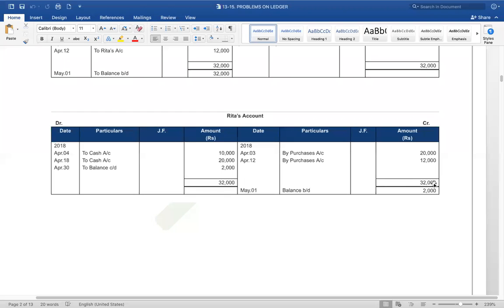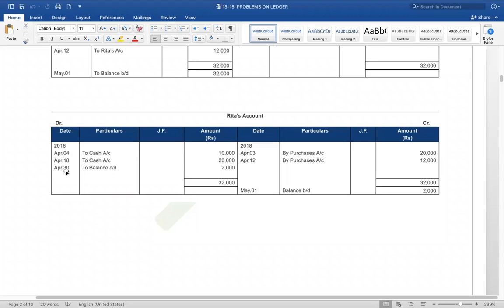What is the practice generally? The highest total is written on both the sides, both debit and credit. The highest total belongs to the credit side. So the lowest total is 30,000 on the debit side. There's a gap of 2,000. That 2,000 is written here, and against that you're writing to balance carried down. And the date to be written is the last day of the accounting period. That is April 30th. To balance carried down 2,000.